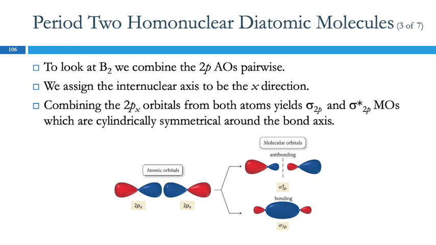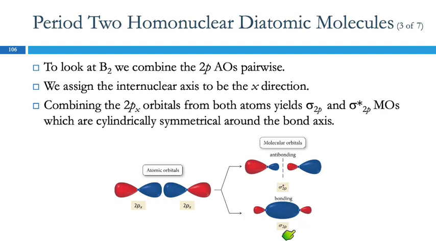When we get to boron, now we have to include p orbitals. So we're going to look at pairs of these combining. And we're going to call the axis between the nuclei the x-axis. So here we have the p orbitals that are on the x-axis. One lobe has positive phase and one has negative phase. And so we can add these in phase with each other or out of phase with each other, just like we did with the s electrons.